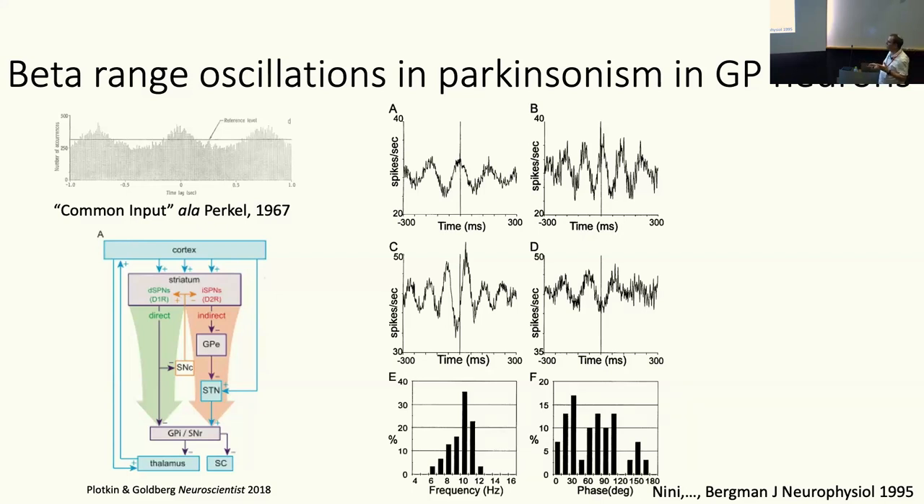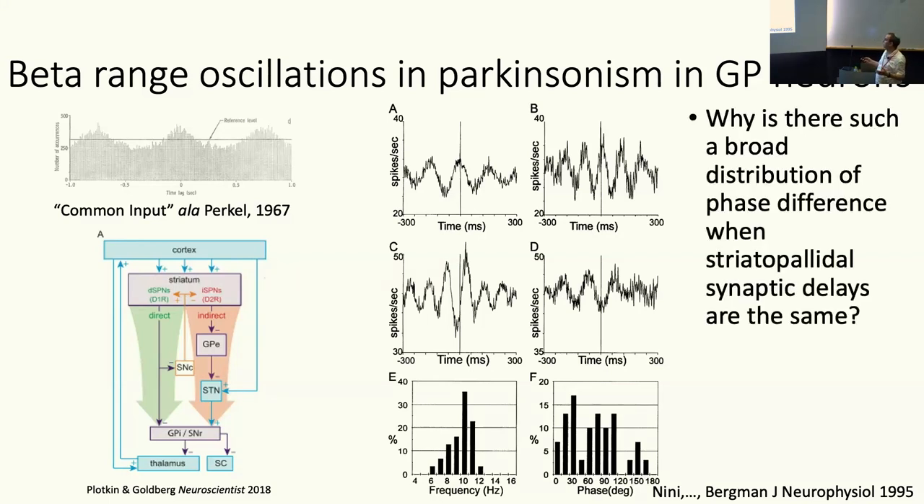I think a lot of people wondered about this, and they said, well, if this is happening in Parkinsonism, something must be happening to the network, right? Because if we just think of this direct pathway, the neurons in the GP get their input roughly from striatal neurons that all have the same synaptic delay. Why are we getting these phase delays?